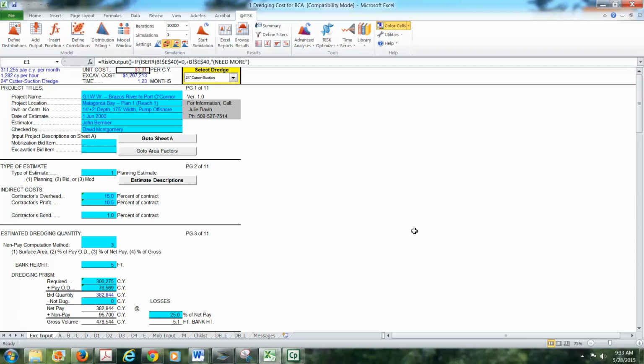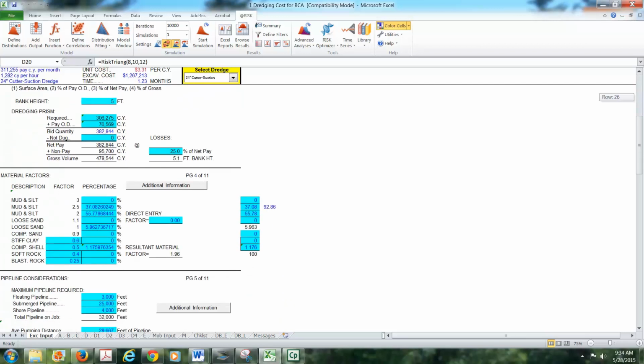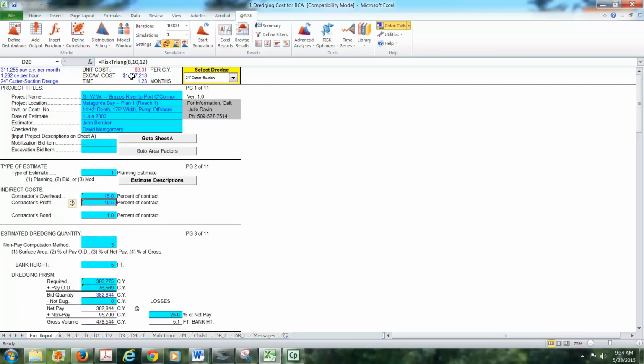So if you ask me what is going to be the unit cost in Matagorda Bay for Plan 1 and Reach 1, my answer has to be I don't know what the cost is. And if you say, why don't you know? I would say because I don't know what the contractor's overhead is. Now, you're going to hear me say that many times, but that stands for all of these things. I don't know what the profit is. I don't know what the dredging prism is. I don't know what the composition of the bottom is. I don't know any of those things. So it would be naive to think I could tell you this.